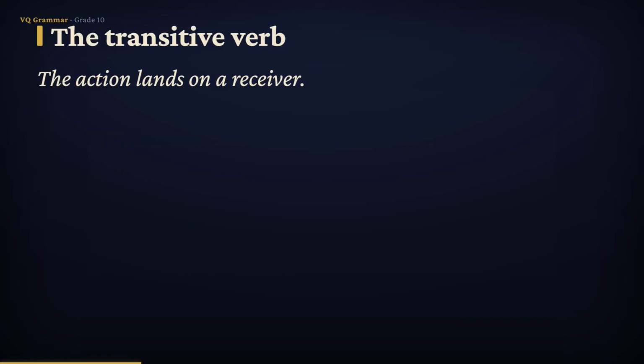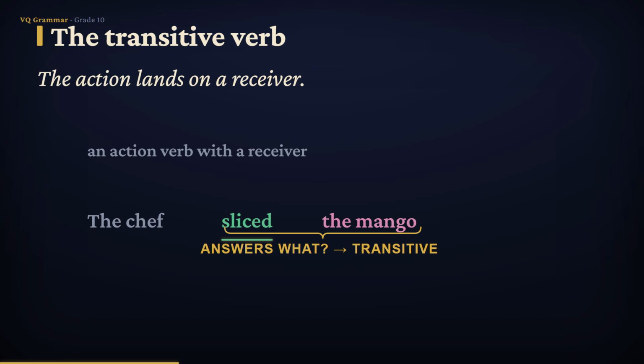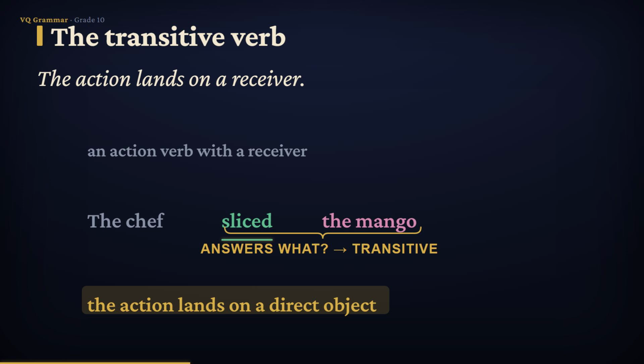Now for the heart of the lesson. Some action verbs pass their action along to a receiver. We call these transitive verbs, an action verb with a receiver. Watch this sentence. The chef sliced the mango. The verb is sliced, and if I say the verb and then ask, sliced what? The sentence answers back, the mango. Because a word answers that question, the verb is transitive. That answer, the mango, is called the direct object. The action lands on a direct object, and every transitive verb needs one.